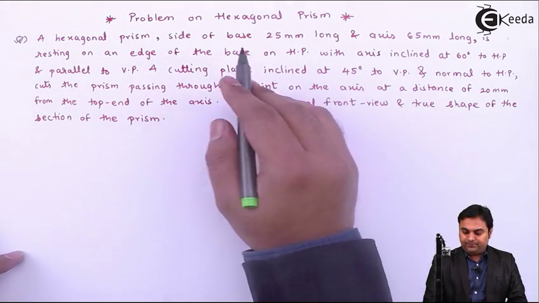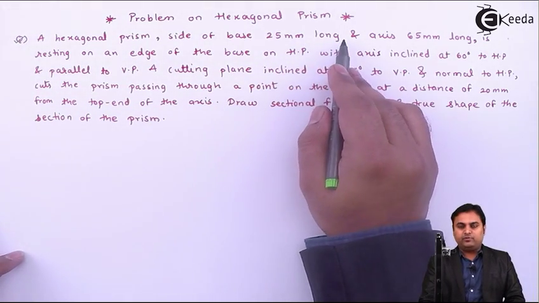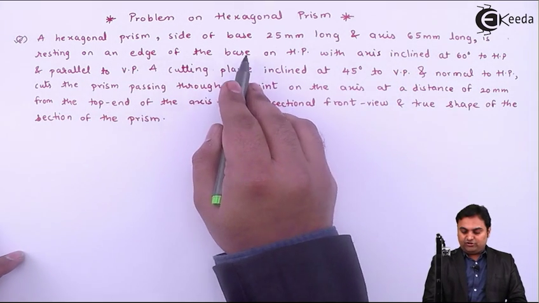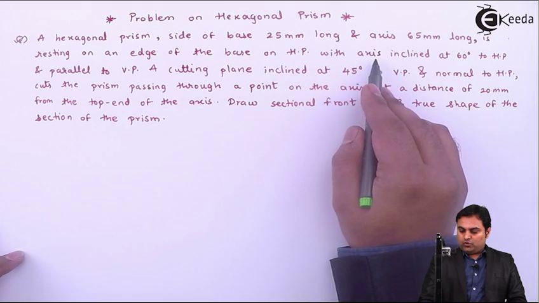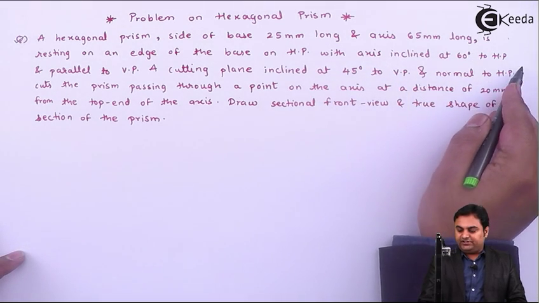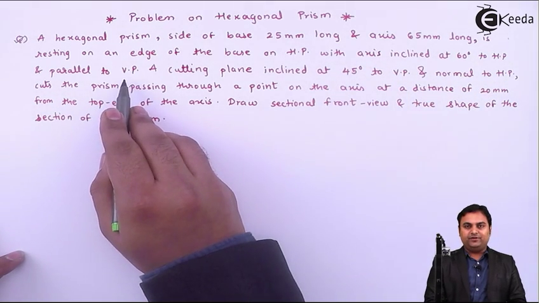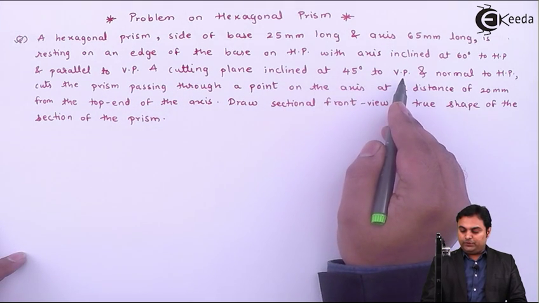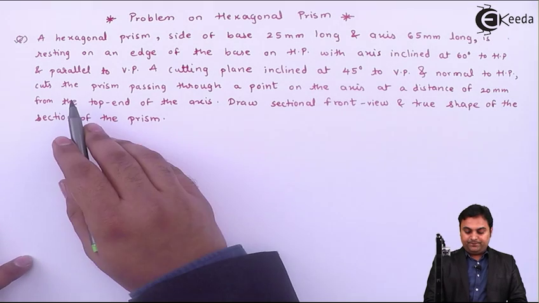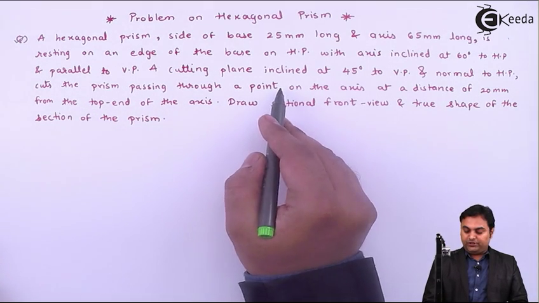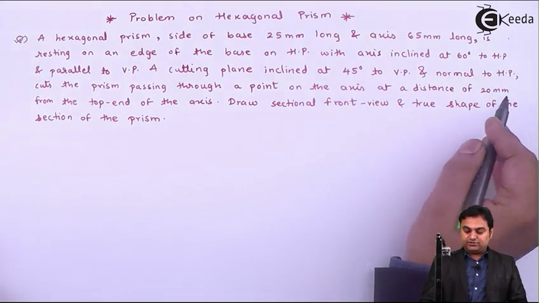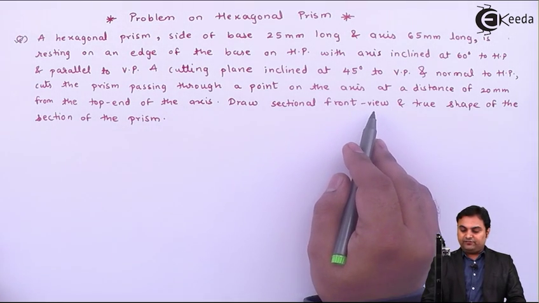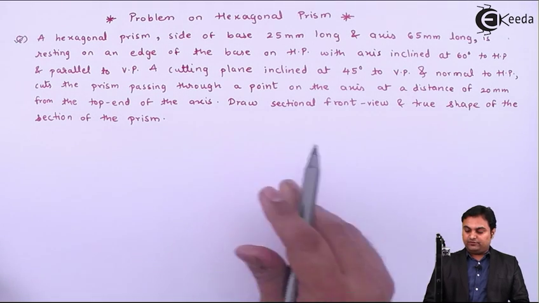A hexagonal prism, side of base 25 mm long and axis 65 mm long, is resting on an edge of base on HP with axis inclined at 60 degree to HP and parallel to VP. A cutting plane inclined at 45 degree to VP and normal to HP cuts the prism passing through a point on the axis at a distance of 20 mm from the top end of the axis. Draw sectional front view and true shape of the section of the prism.